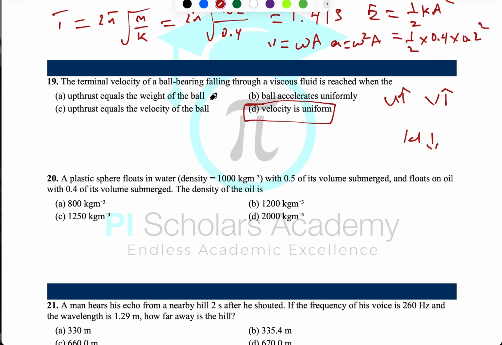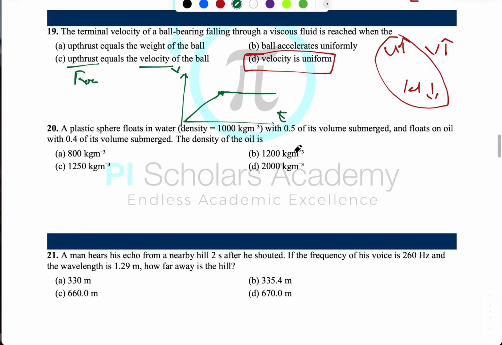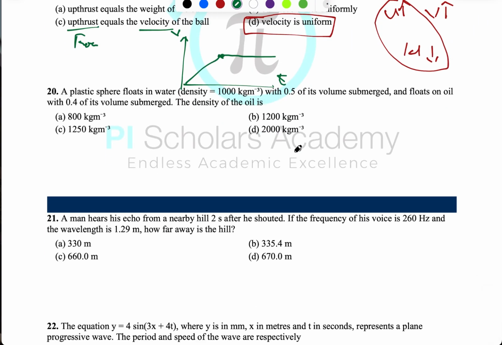Upthrust equals weight of the ball accounts for only two of these forces. You have left viscous force behind. B says ball accelerates uniformly. That is what happens when the ball just starts falling. Upthrust equals velocity of the ball? Velocity is different from upthrust. Upthrust is a force. Velocity is not a force, so they can't even be equal. So the correct answer is velocity, because when you reach terminal velocity, this graph flattens out, which shows uniform velocity. Let's do question 20 now, and we'll continue with the rest later.